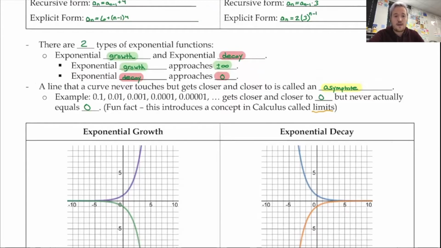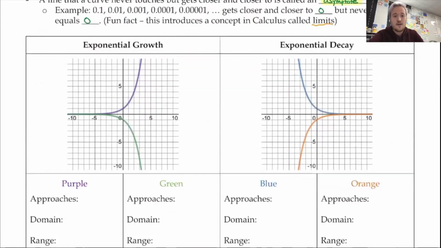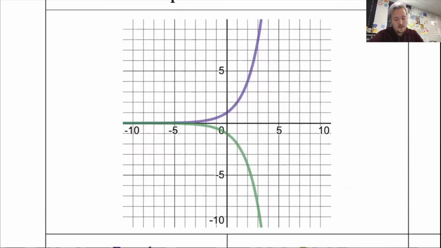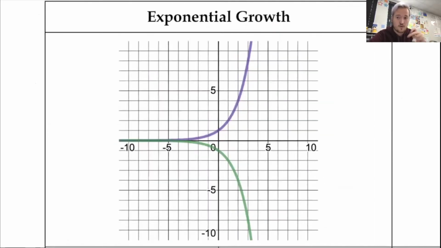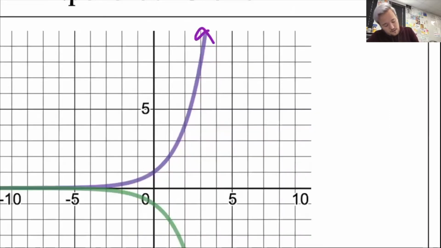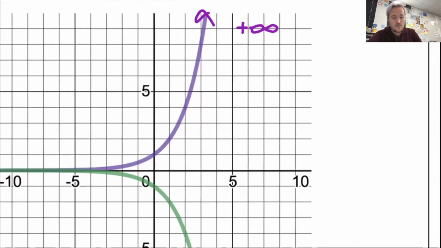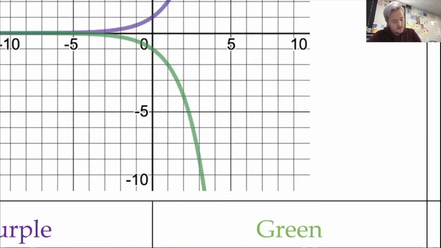All right, so getting into exponential growth and decay. Each one of these graphs has two distinct curves. We have a curve in purple that's going up, and a curve in green that's going down. Notice how the equation up here in purple is going towards positive infinity. It's never going to stop going up. Whereas the graph down here in green is going to continuously go down towards negative infinity.